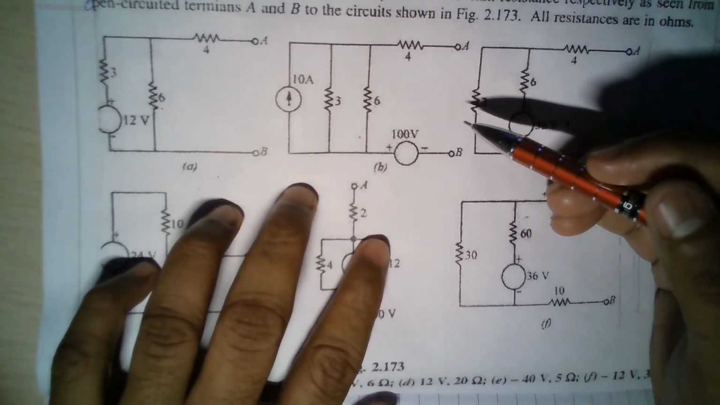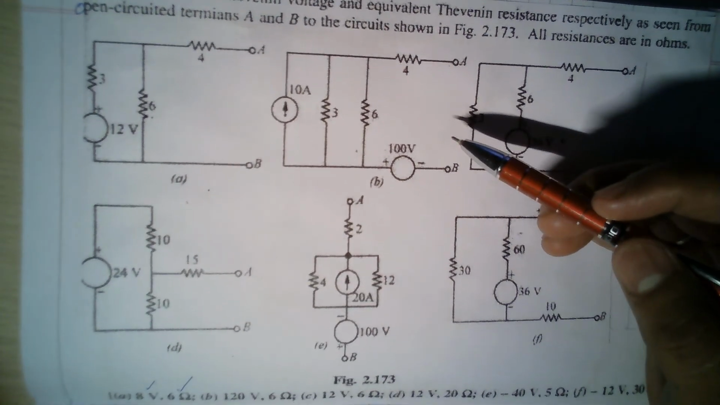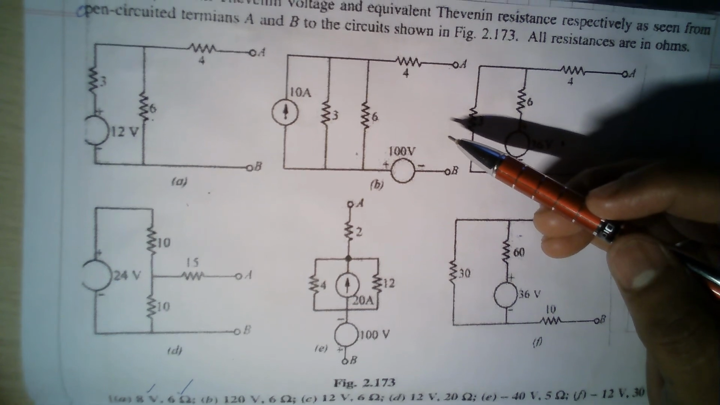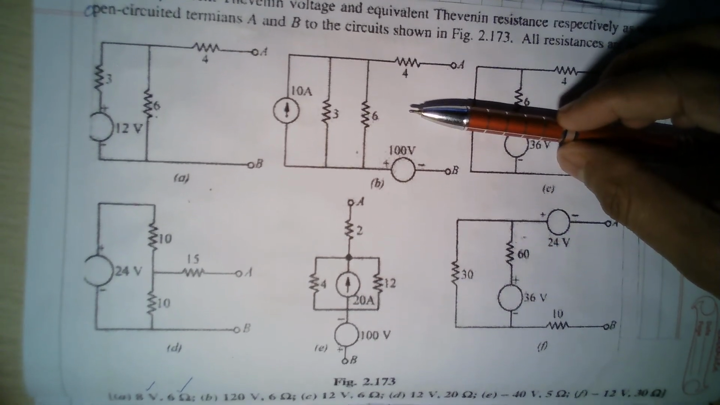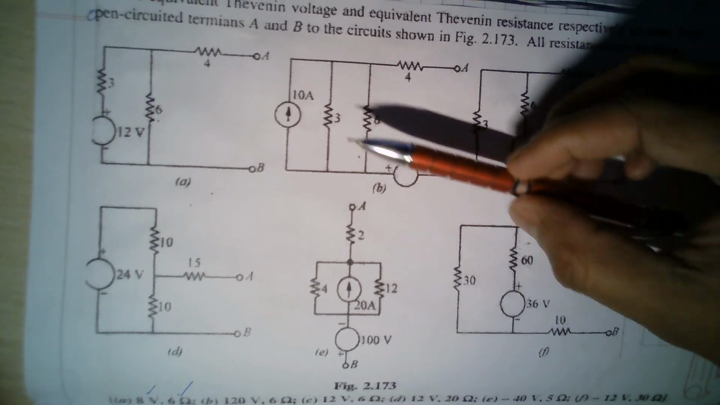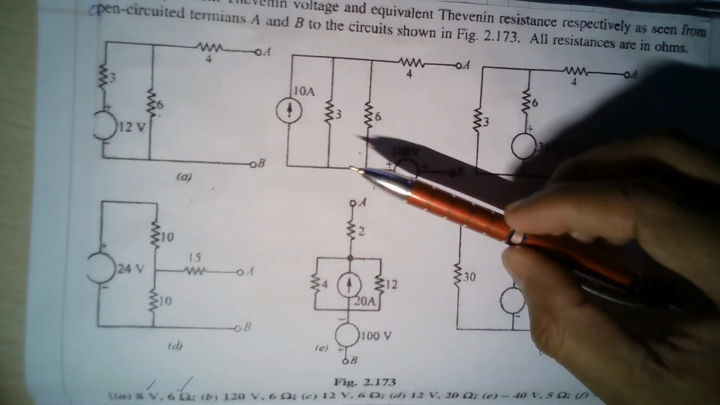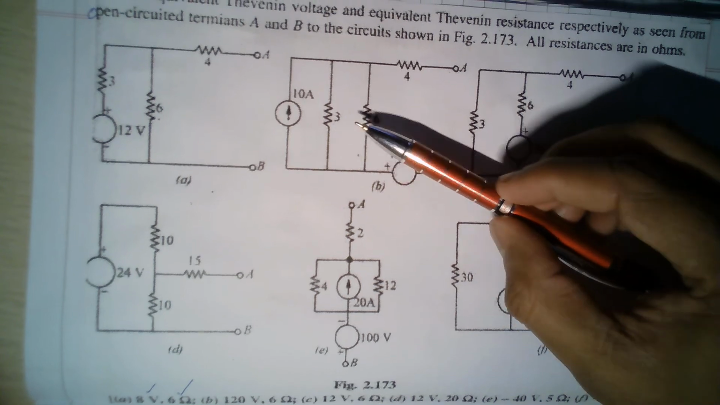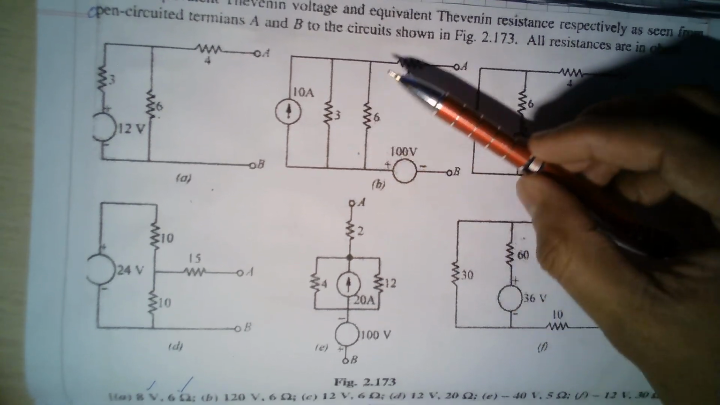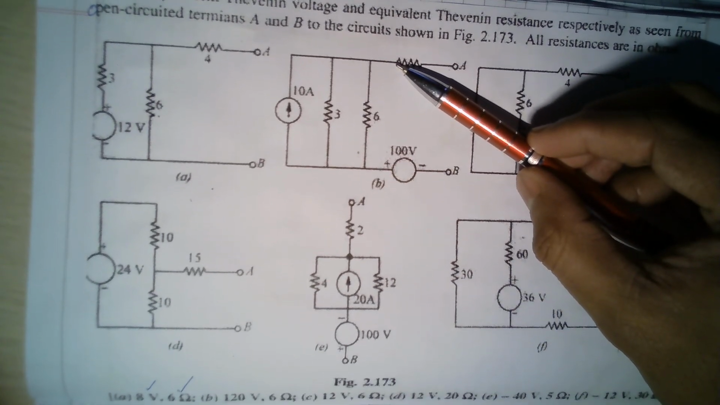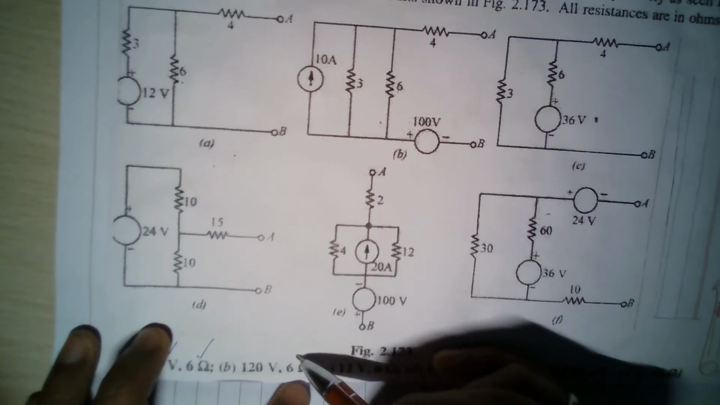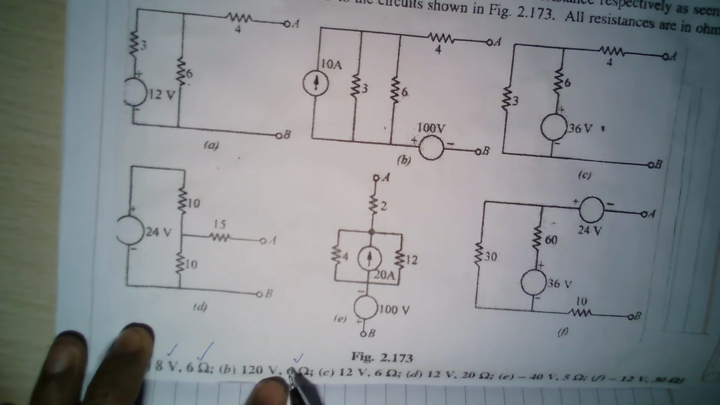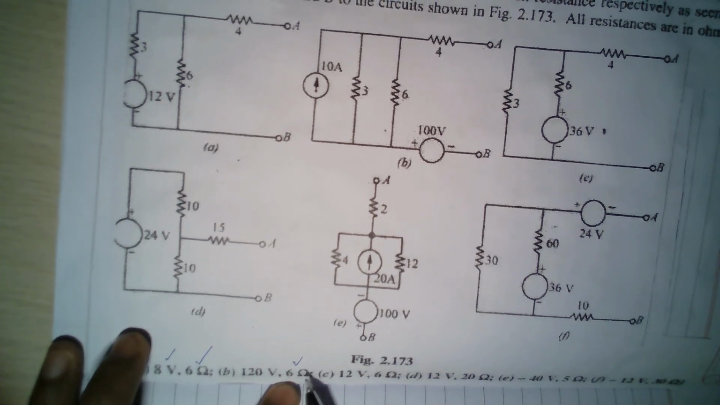Now let's look at the second one. RTH, Thevenin's resistance: looking from this side, this will be short circuit and this will be open circuit. When this is open circuit, 6 parallel 3 is 2. 2 in series with 4 is again 6. Exactly the same calculation. We got the Thevenin's resistance for the second circuit as 6 ohms.